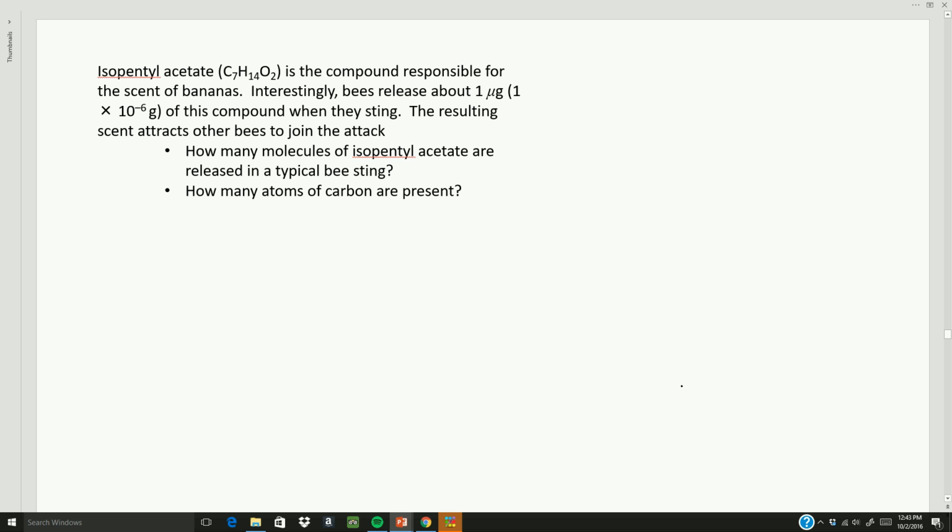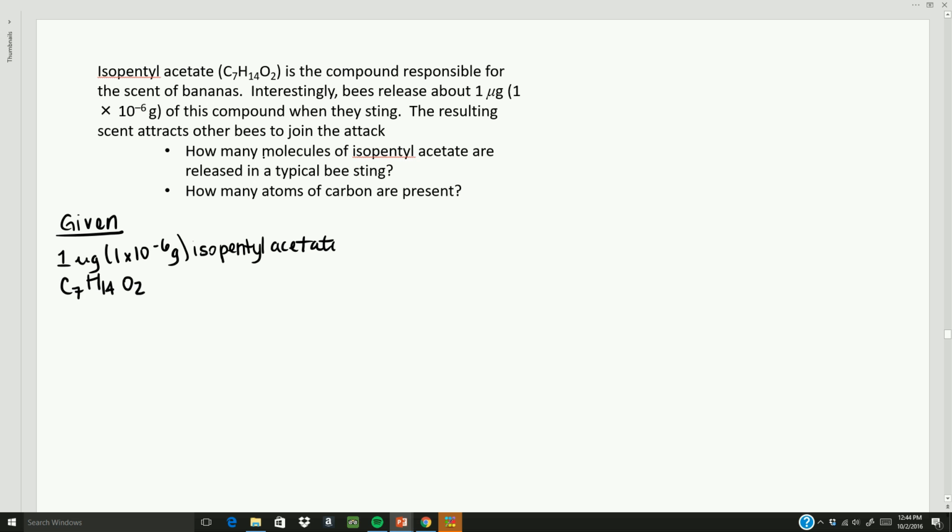So first question is, how many molecules of isopentyl acetate are released in a typical bee sting? And the second part asks, how many atoms of carbon are present in isopentyl acetate, or in that 1 microgram of the compound? So let's write out what we're given. So we're given that a bee sting is 1 microgram, or 1 times 10 to the negative 6 grams of isopentyl acetate. And our formula for isopentyl acetate is C7H14O2.